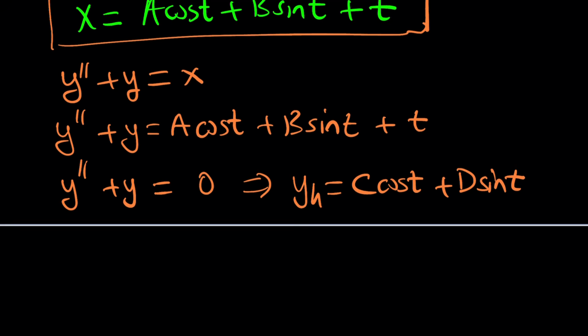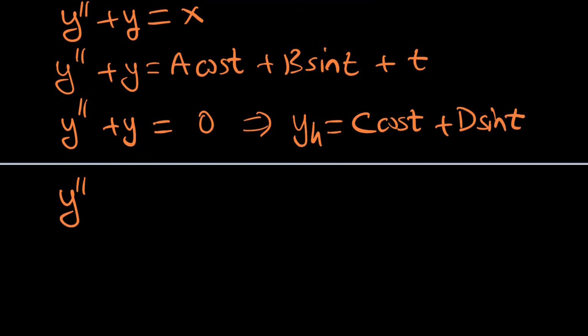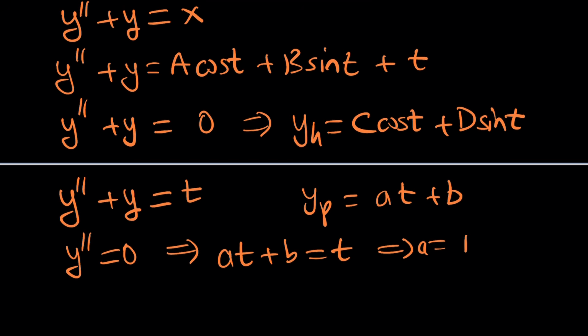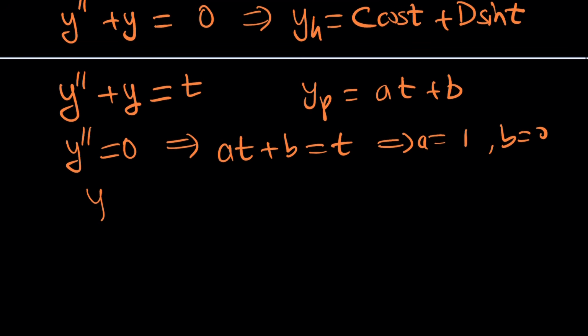Now, how do you do the forcing for each case? Let's start with t since it's kind of simple. So now let's just consider this equation. Suppose we only had t as the non-homogeneous part. So here we're going to try at plus b again for the y particular, and a and b are disposable, so don't worry about the values here. We're going to get the second derivative, and that's going to be 0. And then from here, we're basically going to be getting the same thing. So a is going to be 1 and b is going to be 0, which means our particular solution for y for this forcing is just going to be t. But that's only part of the equation, okay?